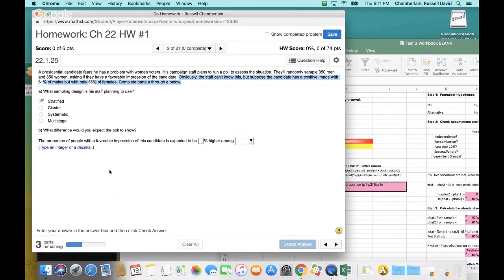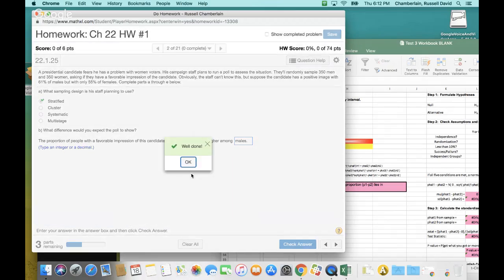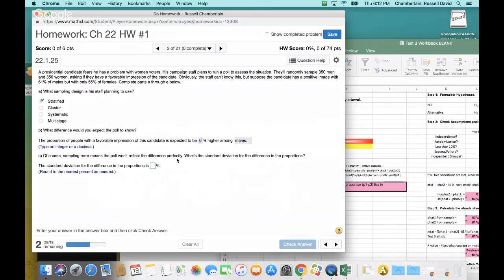What difference would you expect the poll to show? So, the proportion of people with a favorable impression of the candidate should be some percent higher than women. So if we're taking this supposition to be true, there's a gap of 6% there. 6% higher among males. Yes, I know, Pearson. I just do so well. Of course, sampling error means the poll won't reflect the difference perfectly. What's the standard deviation for the difference in these proportions?